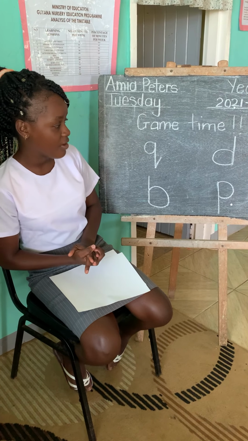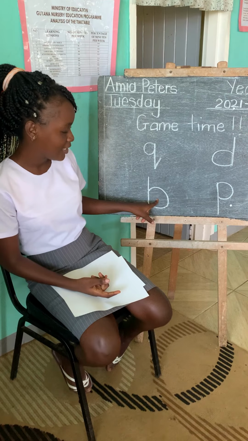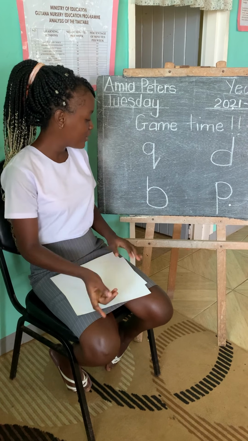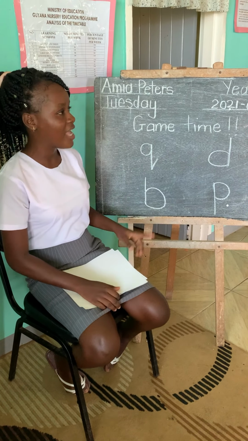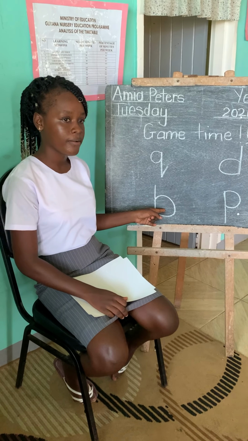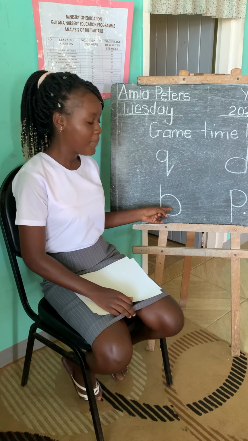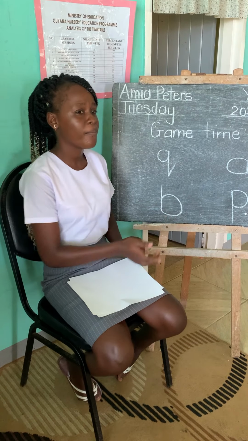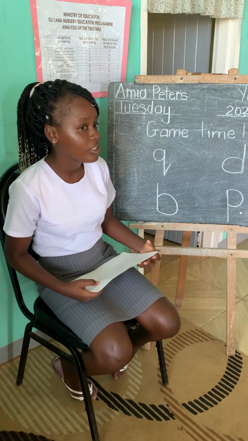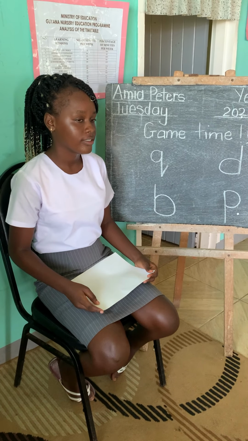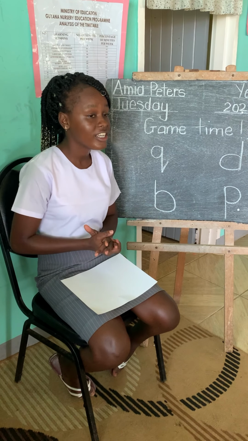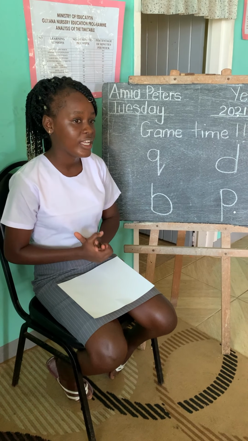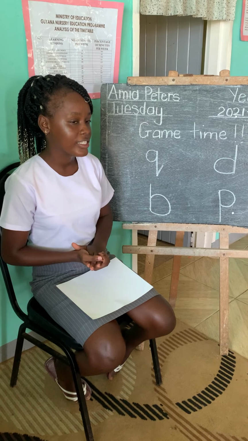And which letter did Gregory touch? This one here. Yes. Gregory touched this letter, and we said that this letter is what letter? The letter B. Very good. This is the letter B. And what sound does the letter B make? Good. The letter B makes the B sound.